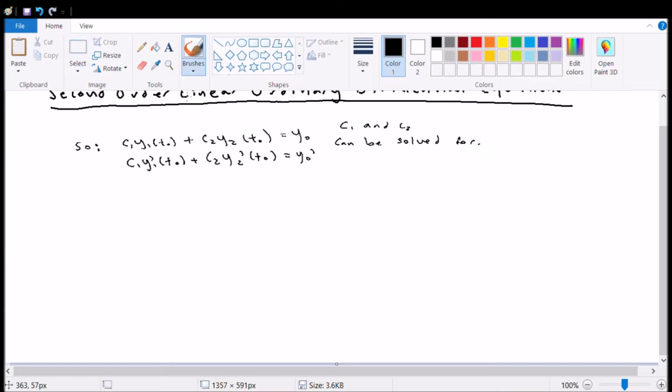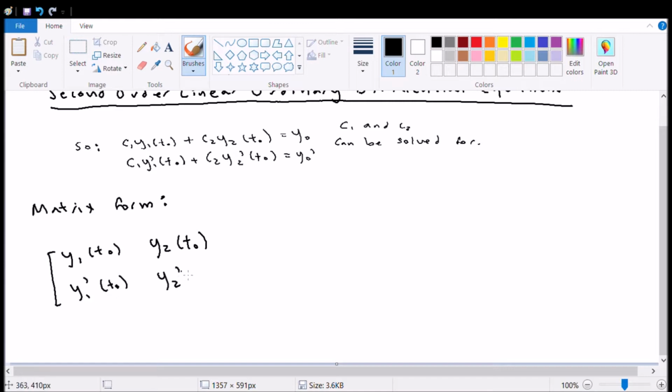So let's write this system in matrix form. So we're writing that matrix, and the first row is going to be y1 of t0 and y2 of t0. And the second row is going to be y1 prime of t0 and y2 prime of t0. And when you multiply that by C1 and C2, you should be able to get y0 and y0 prime.